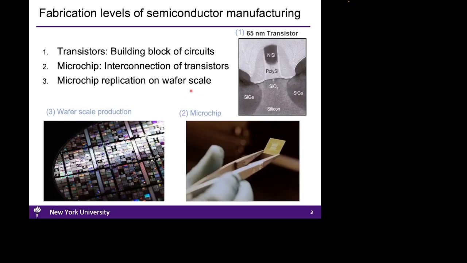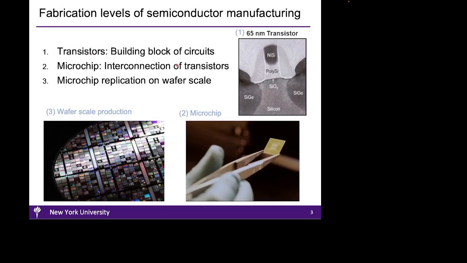Now let us use CMOS microchips as examples to illustrate the fabrication levels in semiconductor manufacturing. Each microchip consists of many building block components called transistors. Transistors can be thought of as digital switches that generate 0 and 1 information bits. These switches are made of metal oxide semiconductor structures.